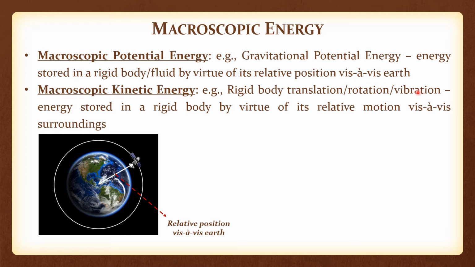For example, when you have compressible fluids like gases, I am speaking, you are hearing. What is happening is that the air is undergoing a set of vibrations, compressions, and rarefactions, right? So all those macroscopic pictures are the energy stored in a body, whether it is a rigid body or a fluid, by virtue of its relative motion vis-a-vis the surroundings. So this is one classic example: relative rotational motion vis-a-vis Earth. So there is a macroscopic kinetic energy, rotational kinetic energy for the satellite.